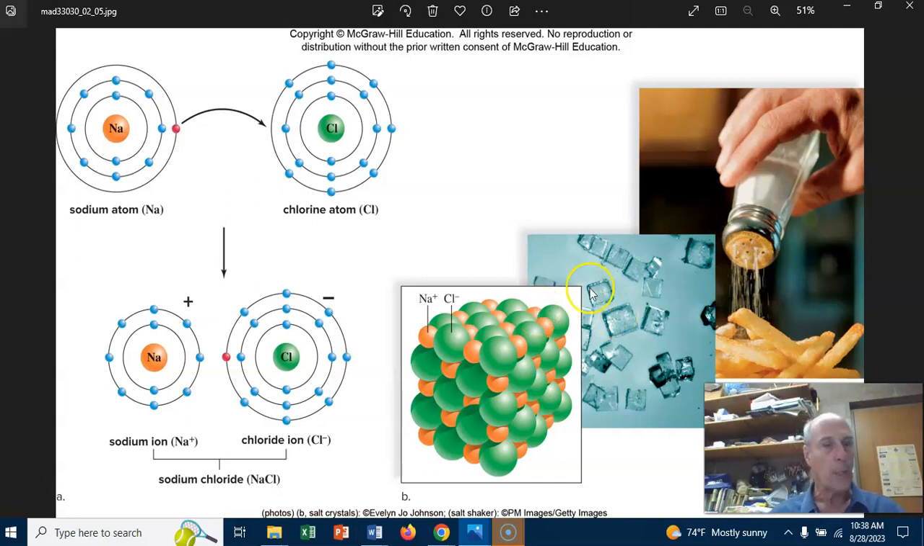Okay, so we would call that an ionic bond, because when these atoms develop a charge, they become an ion.